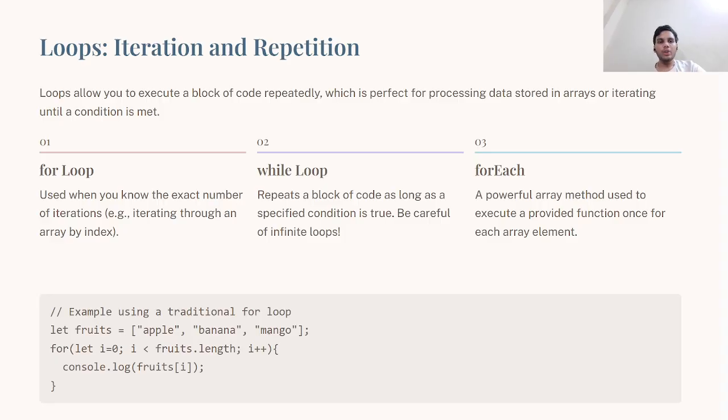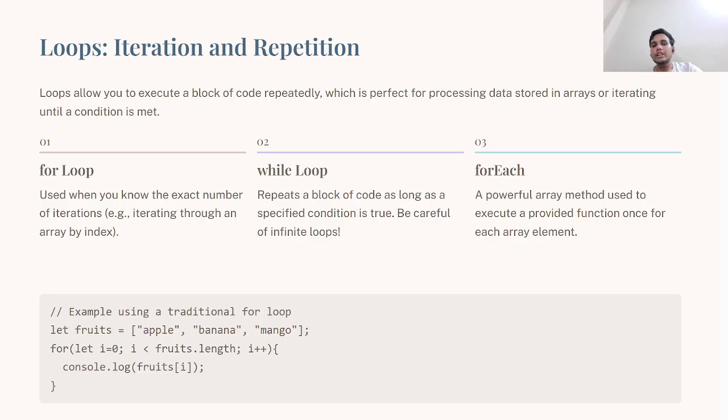Loops allow you to execute a block of code repeatedly, which is perfect for processing data stored in arrays or iterating until a condition is met. Now coming to the loops, we have three loops: for loop, while loop, and for each loop. A for loop is used when you know the exact number of iterations, iterating through an array by index.